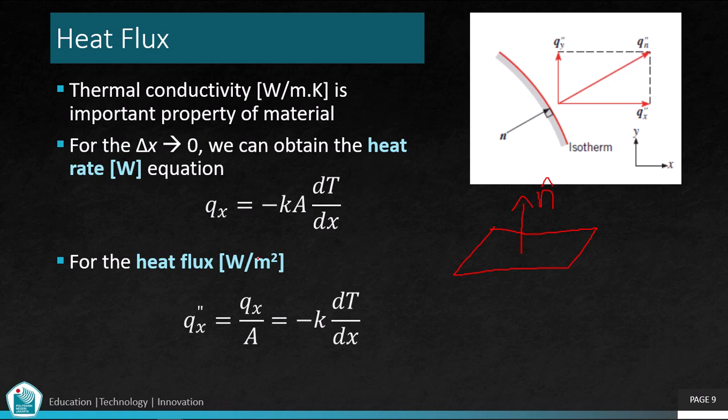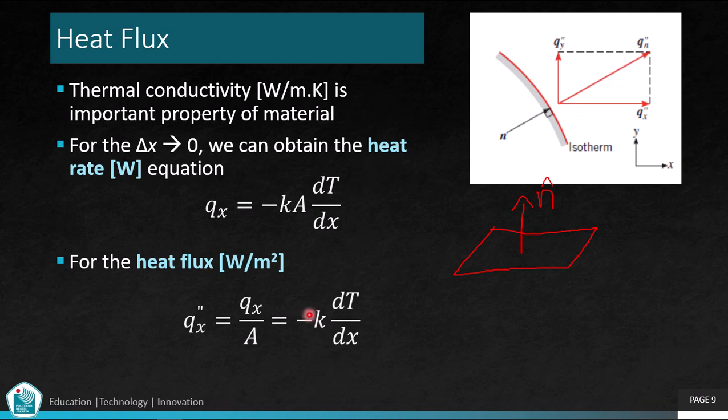More generally, the direction of heat flow will always be normal to a surface of constant temperature. This is called the isothermal surface, and the heat flux is always in this direction, perpendicular to the surface. So it's called normal.